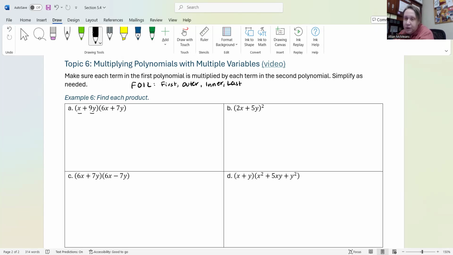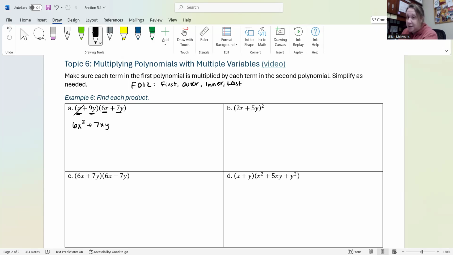So for part A, well, example 6 says find each product. But for part A, we have x plus 9y times 6x plus 7y. So I'm going to start with this x right here, and I'm going to distribute it. So I take 6x right here times the x in the first polynomial. So x times 6x is 6x squared. And then I'm going to take that same x and multiply it by 7y. So that would give me plus 7xy. I'm done with the x. I don't need to do anything else with it. It's been distributed. I now need to pick up the 9y.